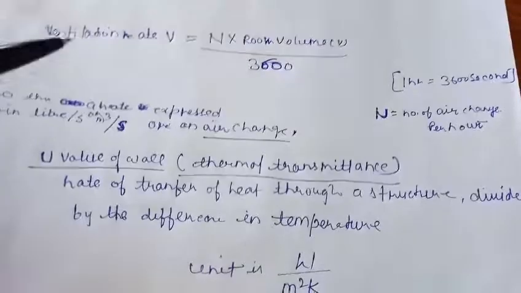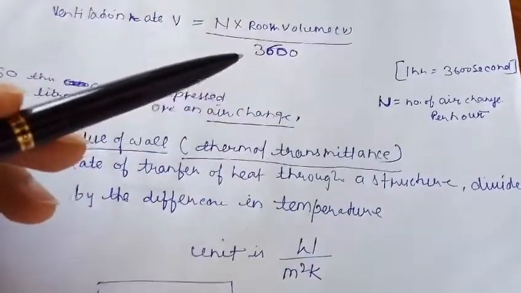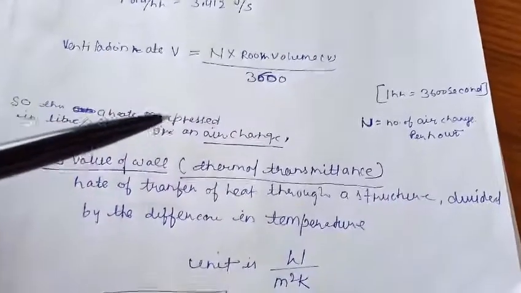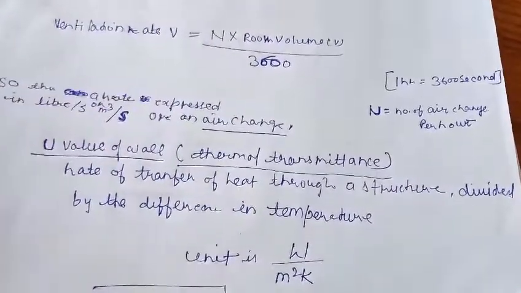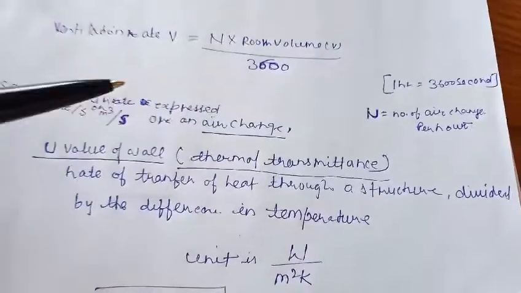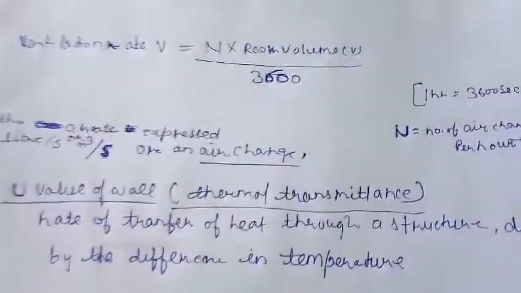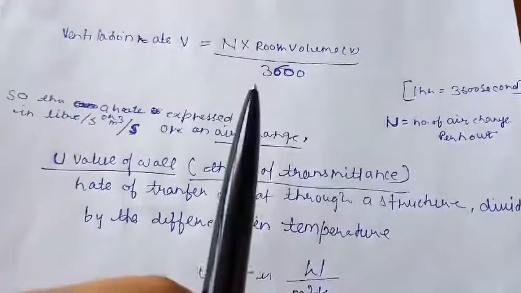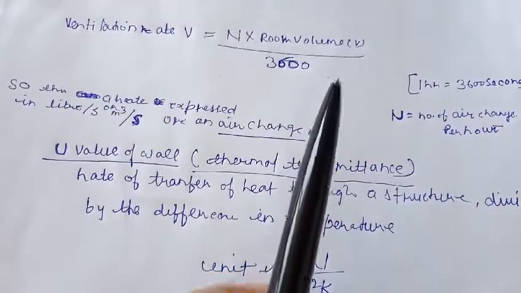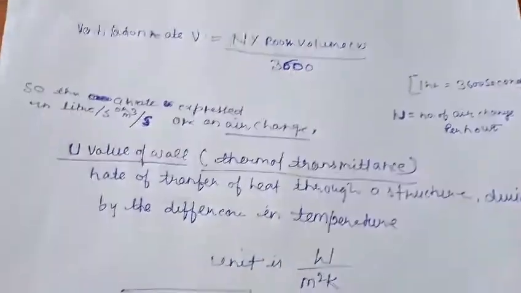Another formula for ventilation rate is equal to N into room volume divided by 3600. If the number of air changes per hour is given and you know the room volume, then ventilation rate we can find easily. So here 1 hour is equal to 3600 seconds, so we divide by 3600 and it becomes the ventilation rate per second.